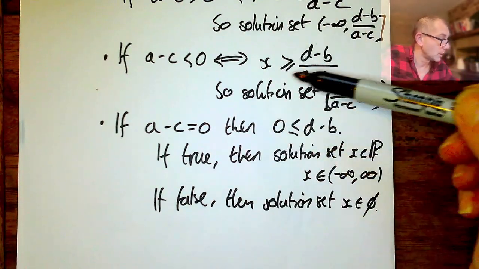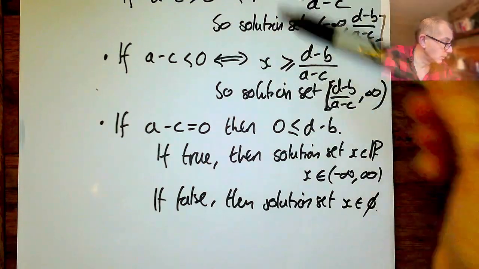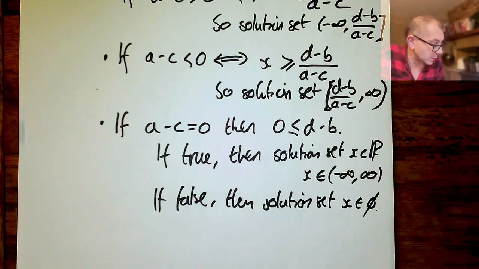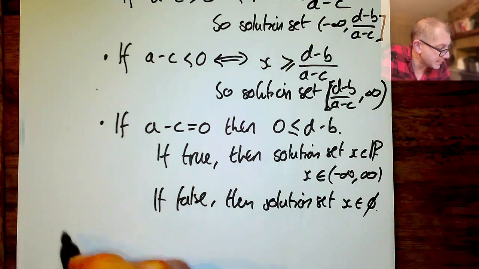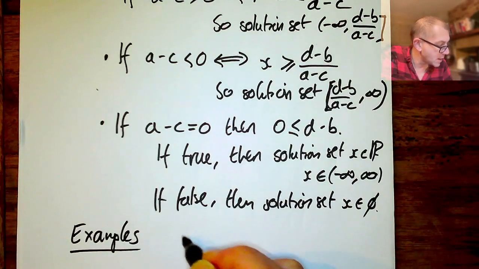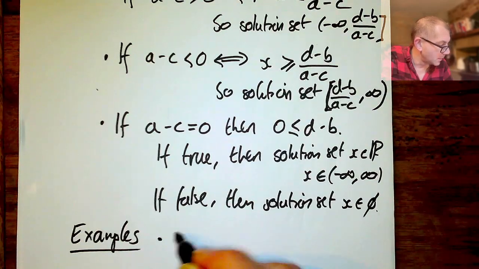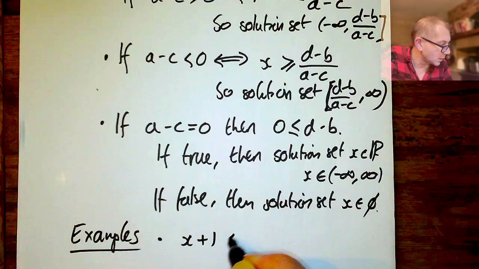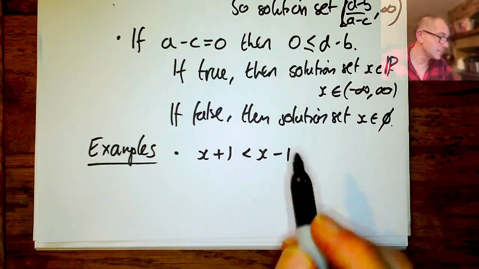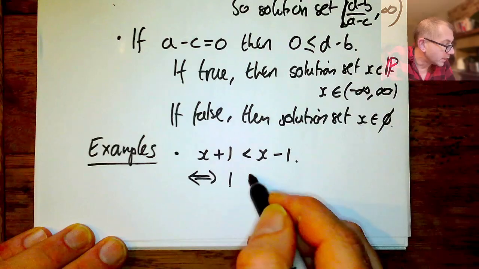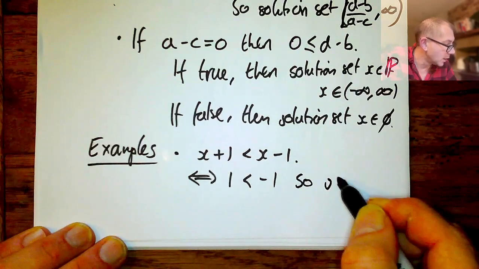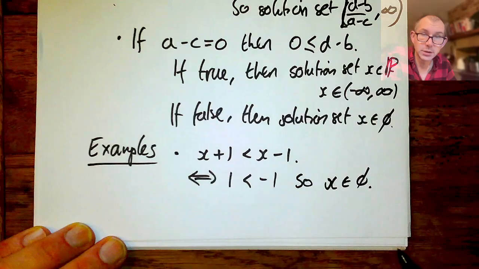And of course it didn't matter that I was using this particular type of inequality, the less than or equal to. I could just use less than, or I could use greater than or equal to. So let's just do some more examples like that. So let's take x plus 1 less than x minus 1. So this is a case where a and c are the same. So this is true if and only if 1 is less than minus 1. Is 1 less than minus 1? No, it is not. So x is in the empty set. There are no solutions.